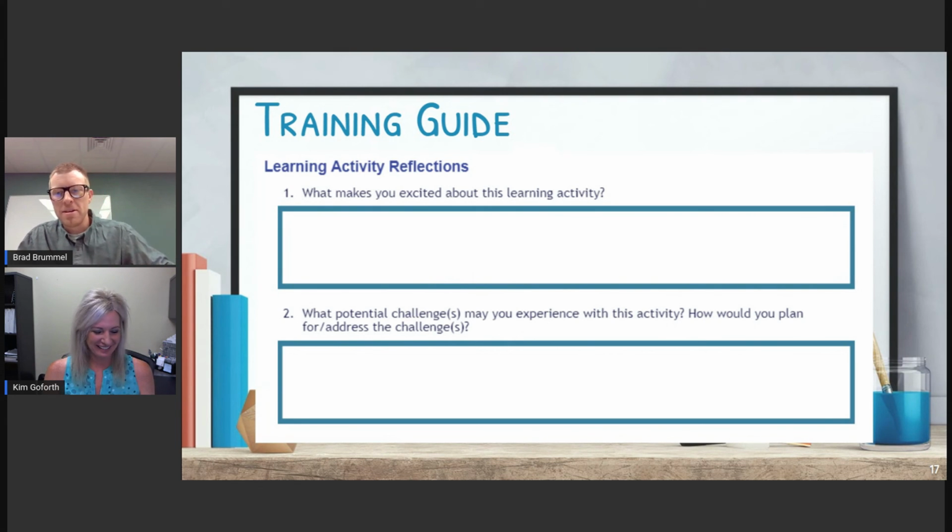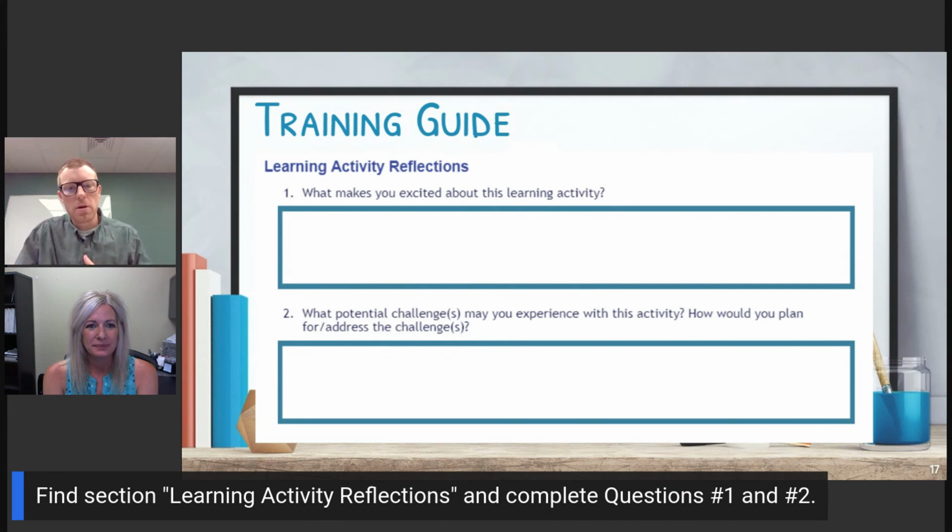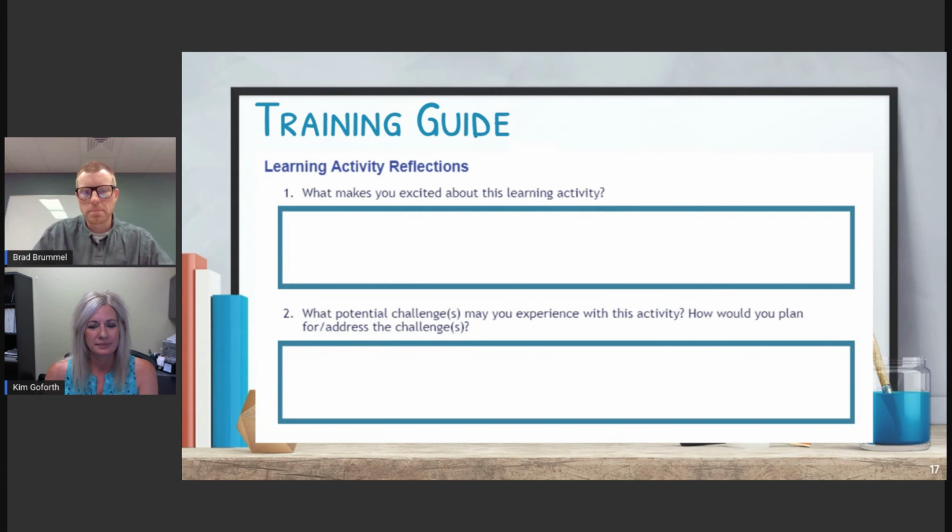Yeah, right. Now that we've reflected, please do the same and find the learning activity reflections part of your training guide and complete questions 1 and 2. Capture a thought of something that you are excited about in your activity, and brainstorm what potential challenges you could face and how you are going to handle that challenge.